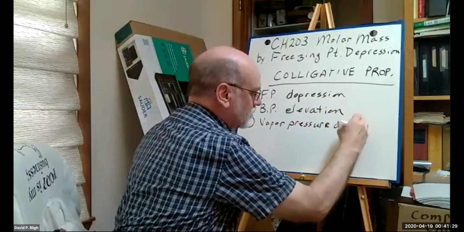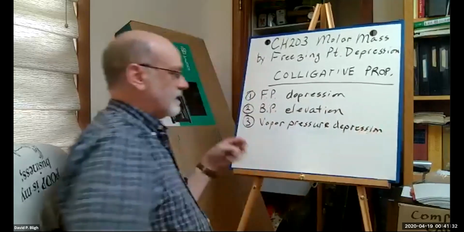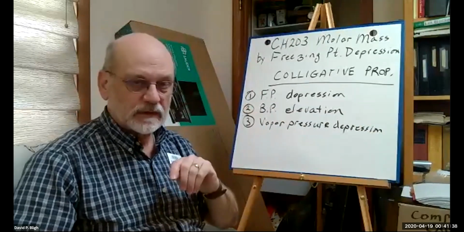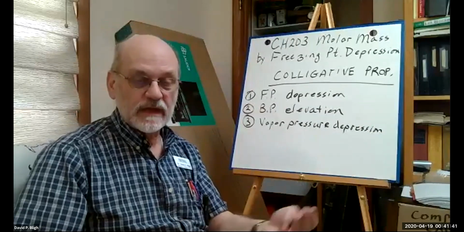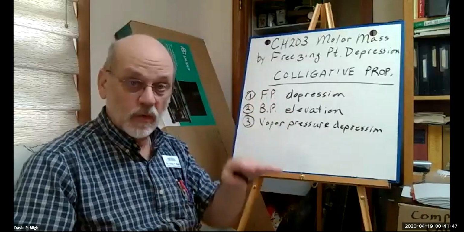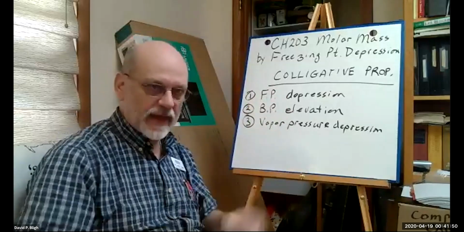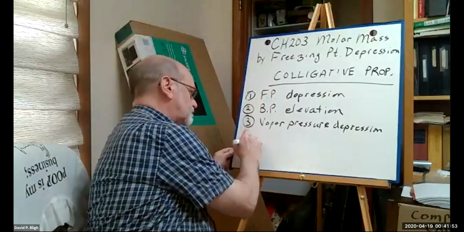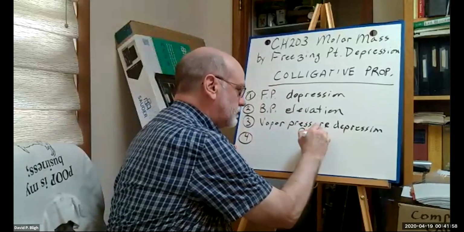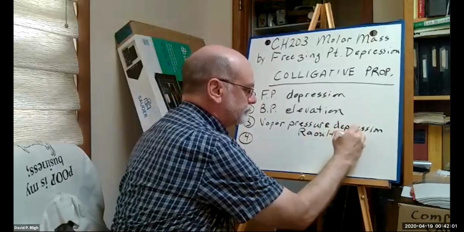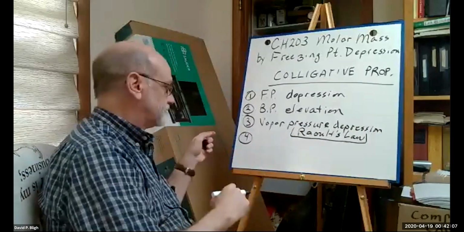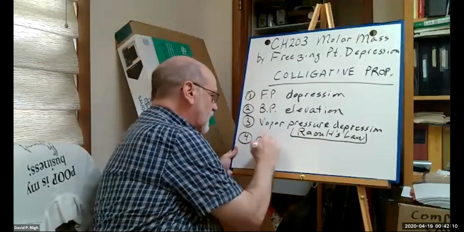depression. That just means the vapor pressure of a liquid has a value if it's pure. Then if you add something to it that is non-volatile, then the vapor pressure will be depressed. It will be lower after you add than before you add. And this is quantified by Raoult's law. We studied that one in the lecture part of this course. And then the last one is osmotic pressure.